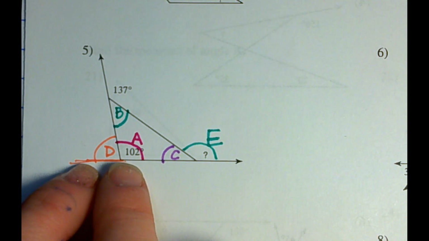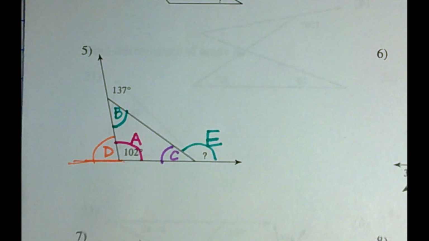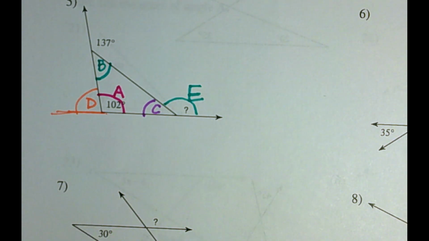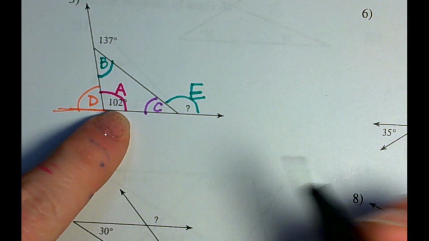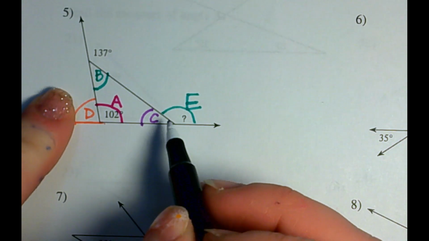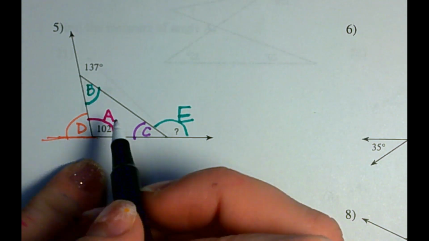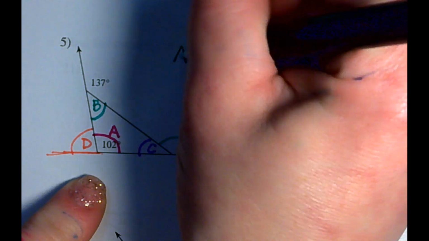So let's look at this from the very beginning. We have angle A is 102. We don't know B, we don't know C. Can I know A plus B plus C is 180? Let me write that out first.